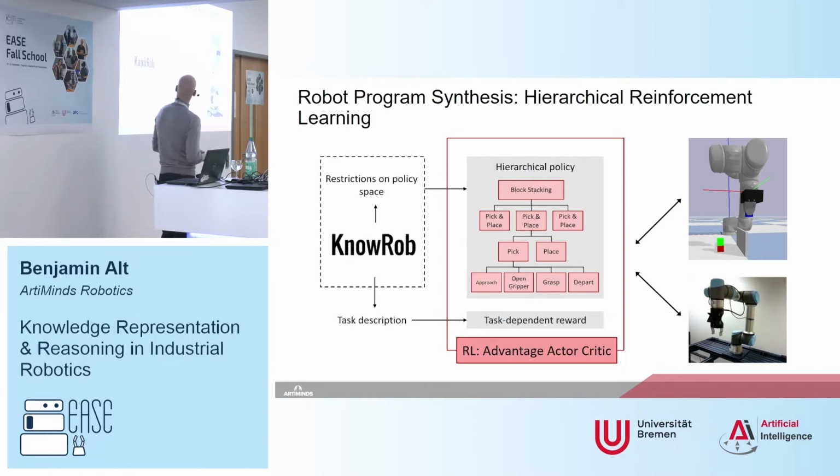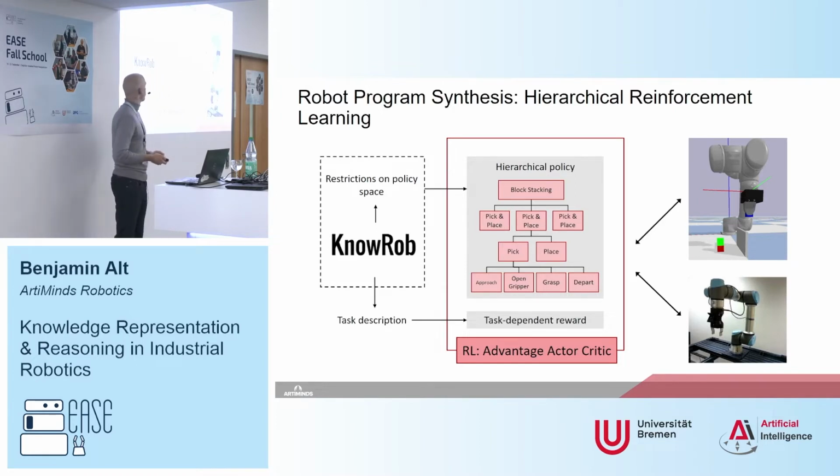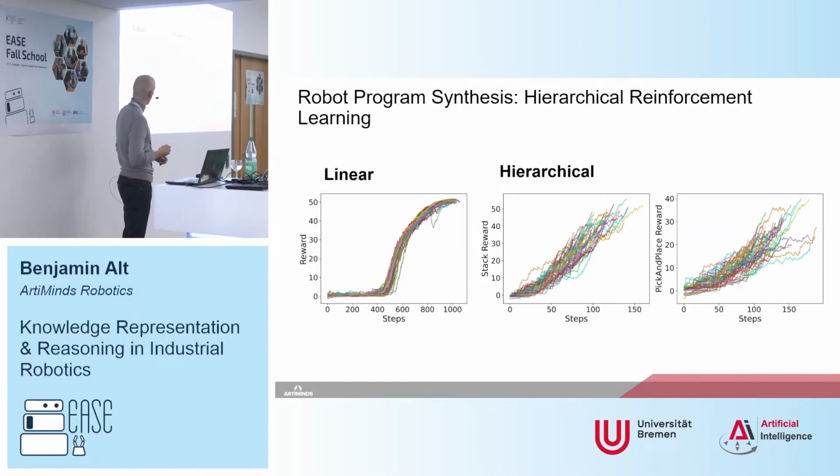And what's kind of cool is we use NOROB to generate restrictions on the policy space. So we make restrictions as to which combinations of primitives are permissible for a given task. Then we train this in simulation and execute it in the real world. And what we learned is what you would expect.